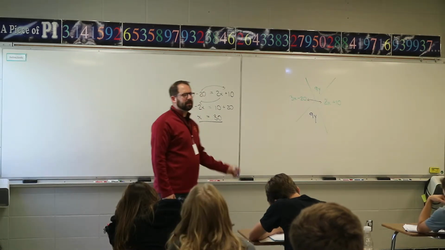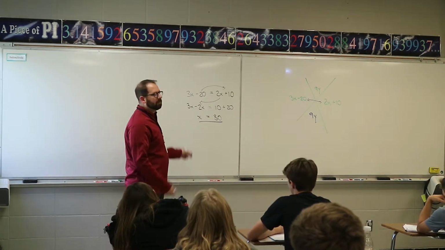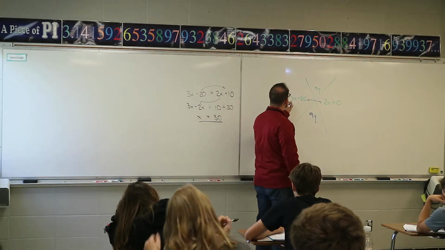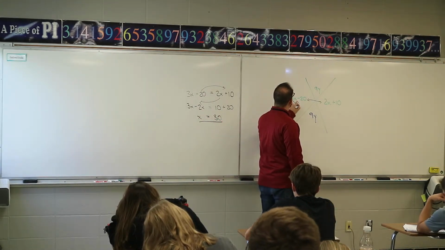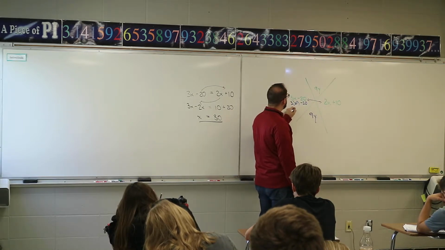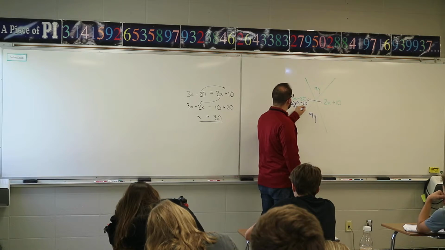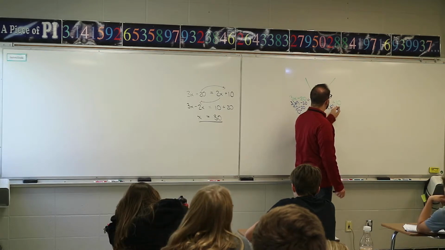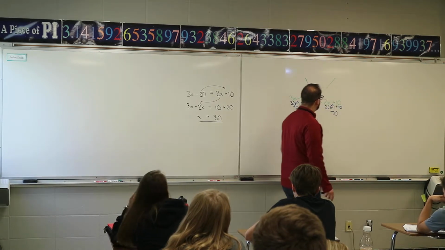What was x again? 30. Oh, plug it back in. Yeah, if you plug the 30 back in, here's what we have. We plug the 30 back into the x's. That's 90 minus 20. So this angle here is 70 degrees. That's this angle right here. And if I plug the 30 back in here, it turns out to be the same number. Turns out to be 70.